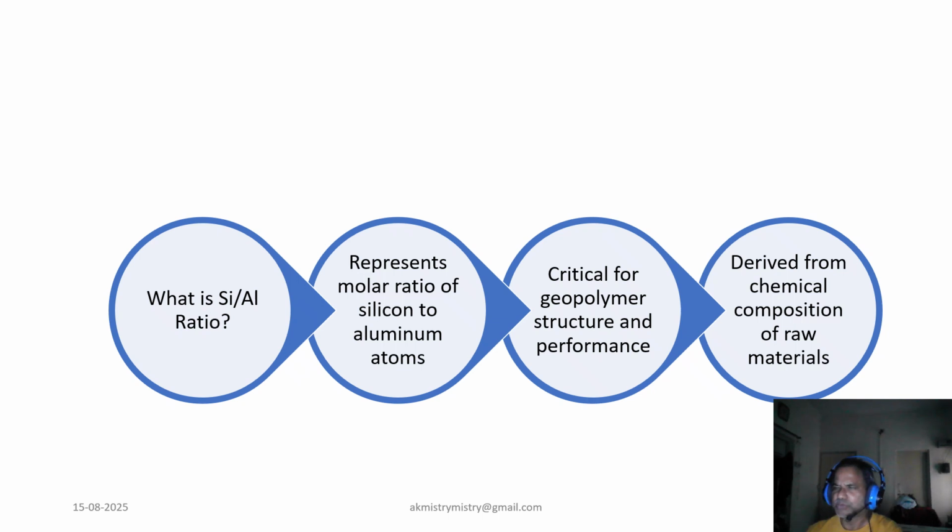Now coming to the silica alumina ratio. What is the silica alumina ratio? The silica alumina ratio is the molar ratio of silicon to aluminum atoms in the geopolymer material. It strongly influences the structure, mechanical strength, and durability of the final product. We calculate it from the chemical composition of the raw materials.